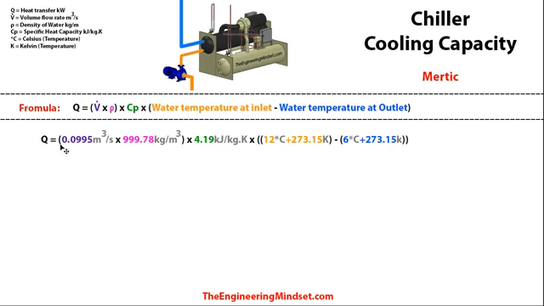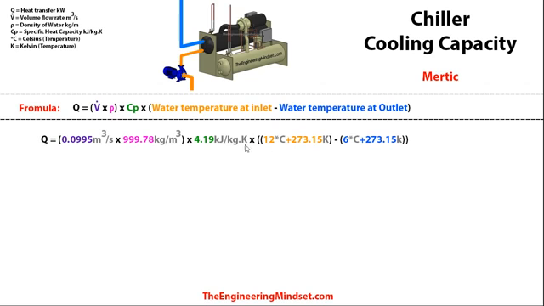So the flow rate into the chiller is 0.0995 cubic meters per second, multiplied by 999.78 kilograms per meter cubed. So for every cubic meter that enters, we'll have 1,000 kilograms of water going in. The specific heat capacity was 4.19 kilojoules per kilogram per Kelvin, and we multiply that by the subtraction of the water inlet versus the water outlet.